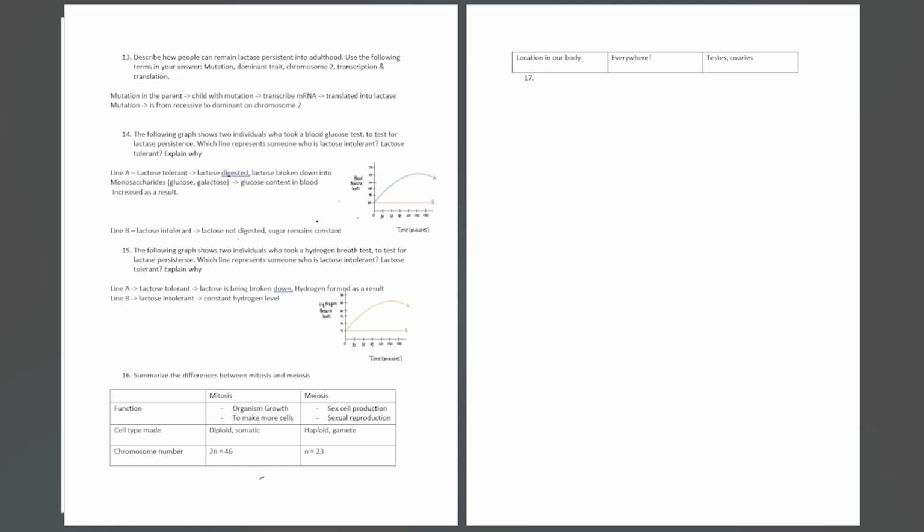So moving on, number 15, we have another graph. This time it's a hydrogen breath test. On the y-axis we have hydrogen breath levels. On the x-axis we have time in minutes. And we have the two lines again, right? Line A and line B.